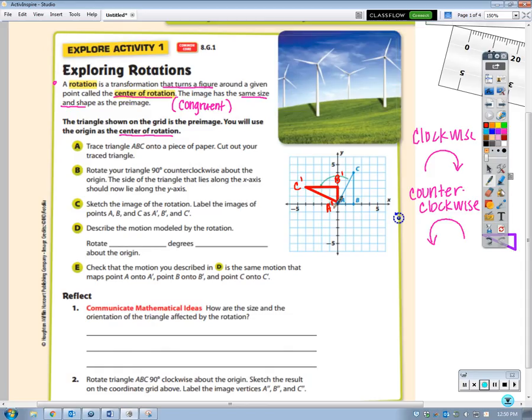Describe the motion modeled by rotation. This is important to know when it asks you to describe motion with rotations. You need to make sure that you are addressing how many degrees it's rotated and in which direction. So in this case, we rotated 90 degrees. And it's written right there. You could use the degree symbol if it wasn't written. 90 degrees counterclockwise.